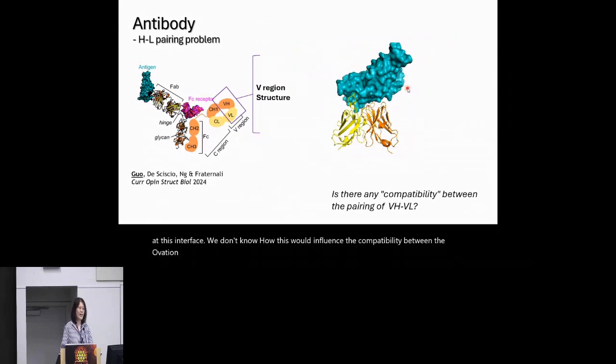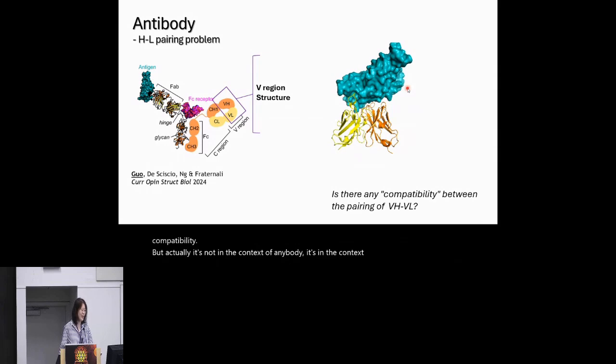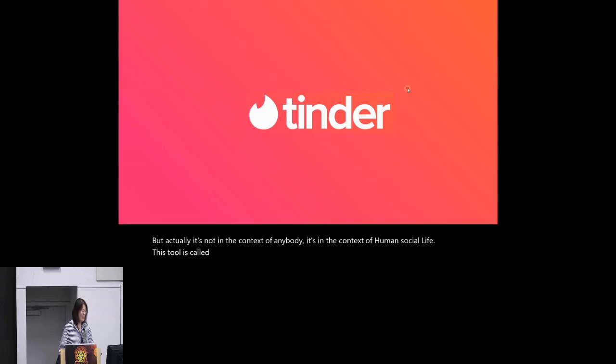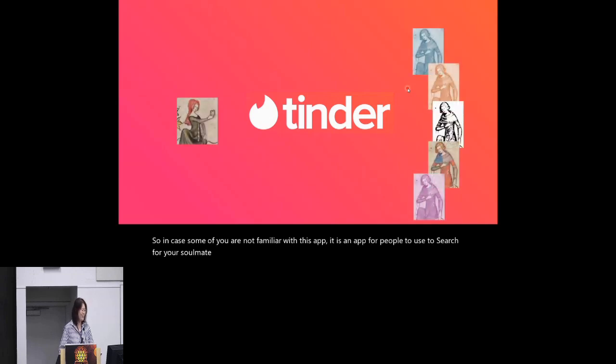And then we realized that actually people already started to investigate this problem of compatibility, but not in the context of antibody, it's in the context of human social life. This tool is called Tinder. So in case some of you are not familiar with this app, it is an app for people to use to search for your soulmate. The Tinder app will try to capture the features of the users and then determine which two people can form a pair or not.